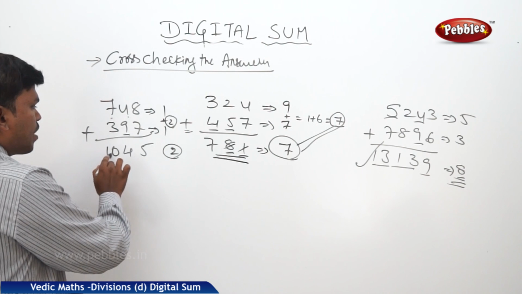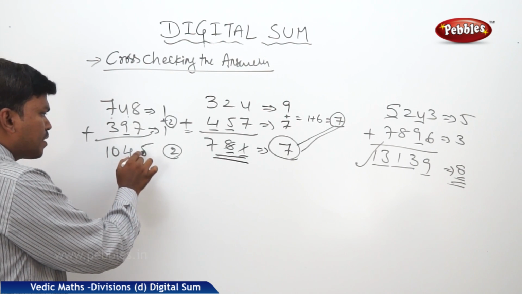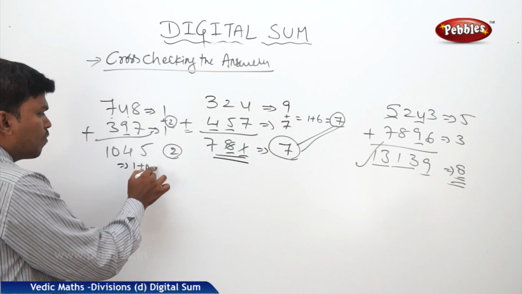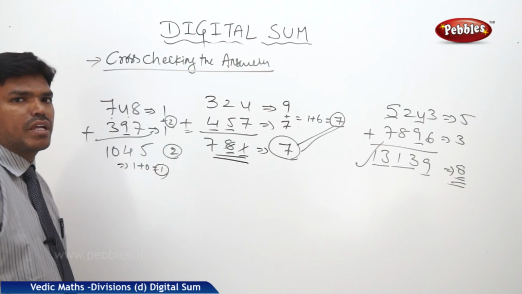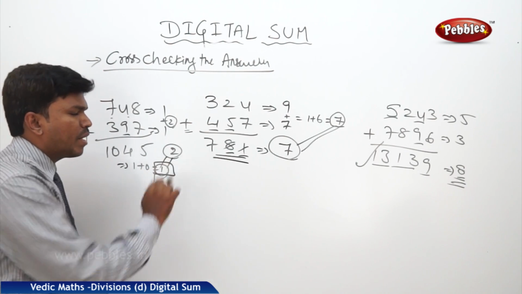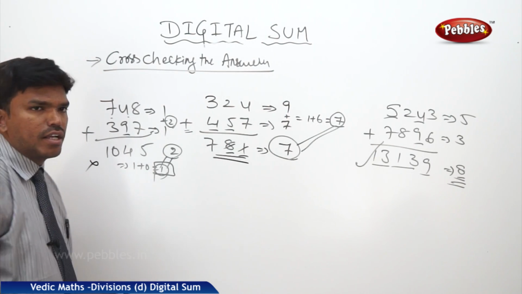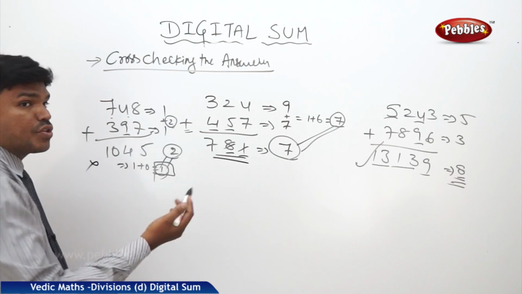Now check. 1, 4, 5, 1 plus 0 is 1, 1 plus 4 is 5, 5 plus 5 is 10. 10 means 1 plus 0, 1. It is not matching with the digital sum. I got the digital sum as 1, but actually you have to get it as 2. So my answer is wrong. So what is the actual answer? You can cross check like that.